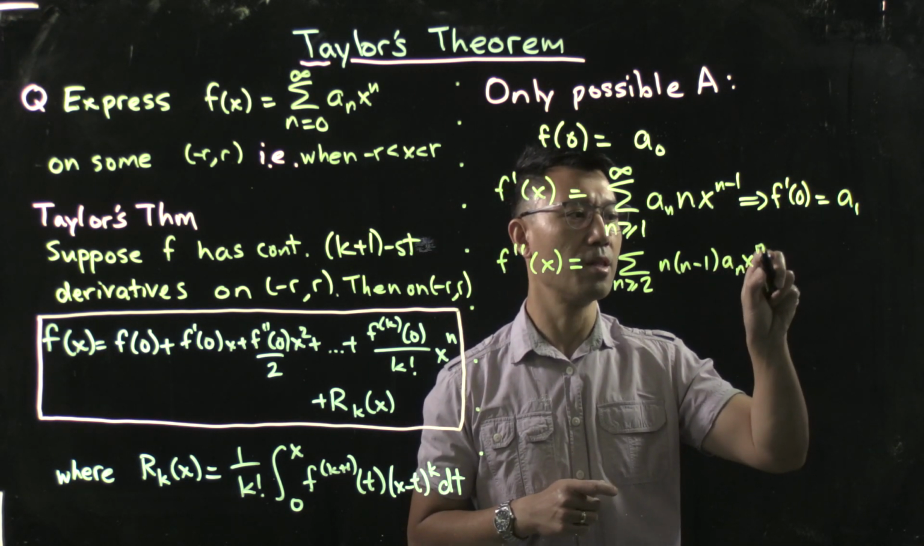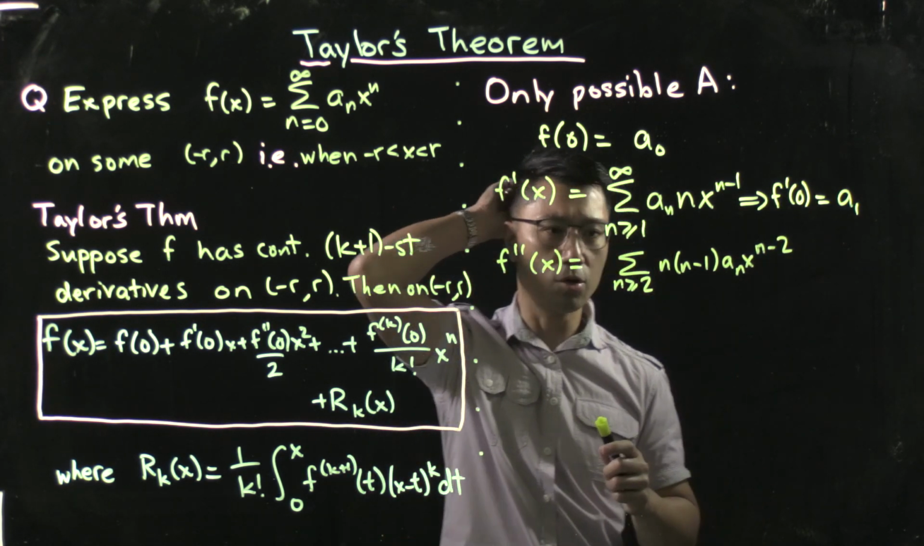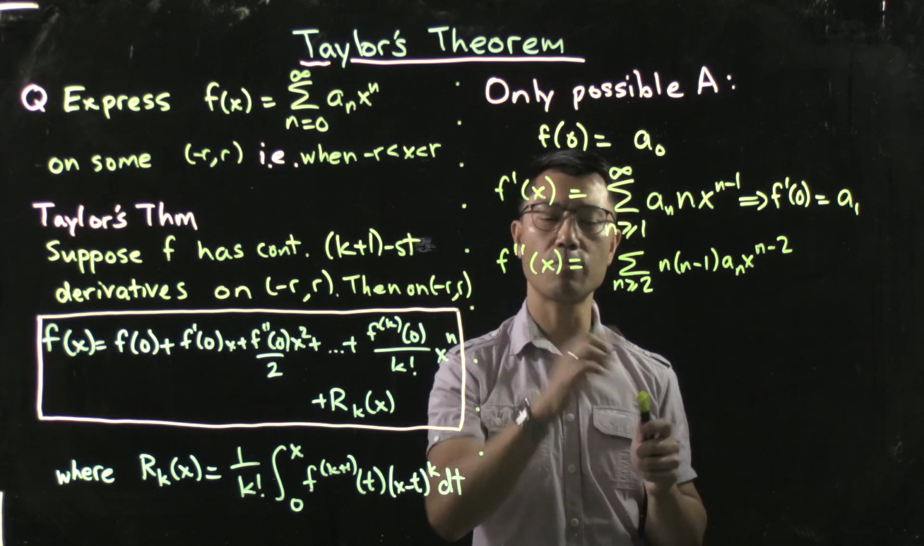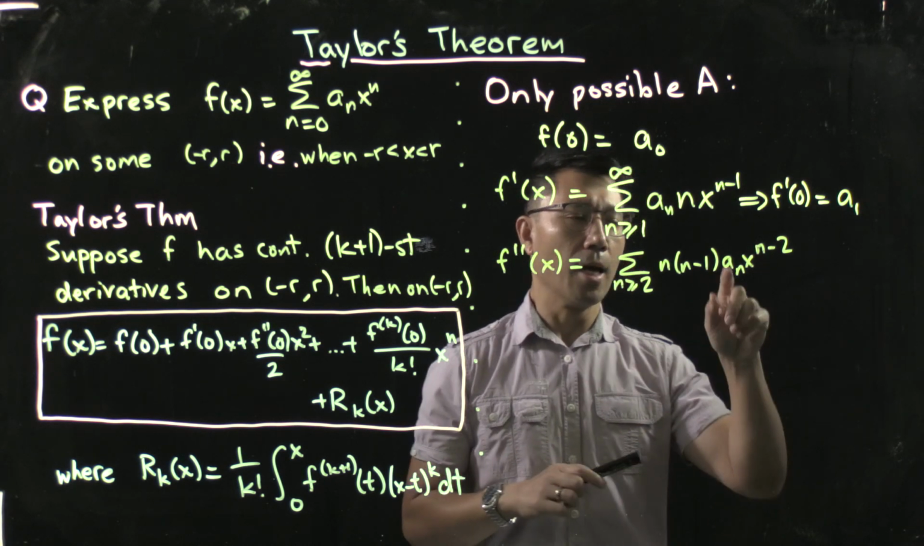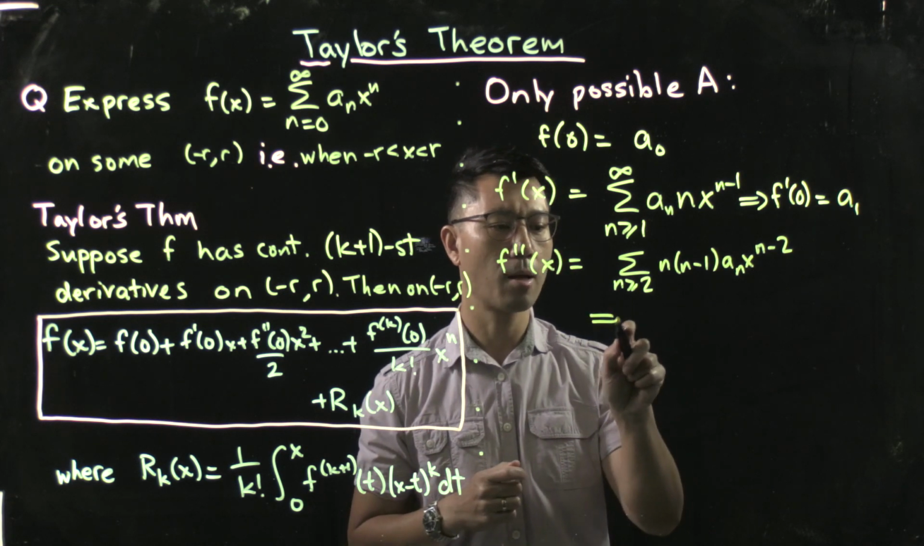And then you have this power series. Okay, and what does that tell you? Okay, so we're going to do the same trick. We'll substitute when x equals 0. So what does this imply?